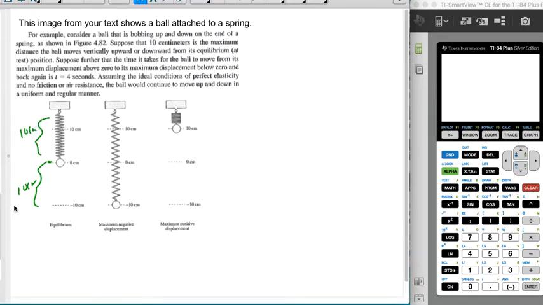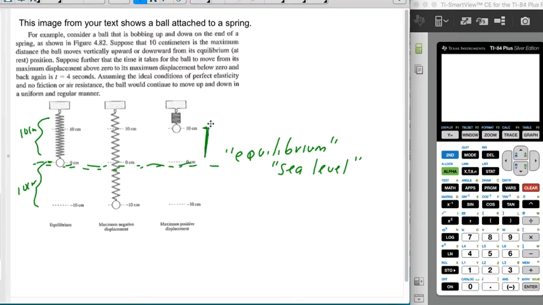And so basically what we're looking at is what we've seen with a sine wave, right? The amplitude of the wave would be how high this thing swings above and below sea level. This is our equilibrium. That's what I've been calling sea level, that middle line. And then the top of the wave would be the most compressed spring, and the bottom of the wave would be this most extended spring.